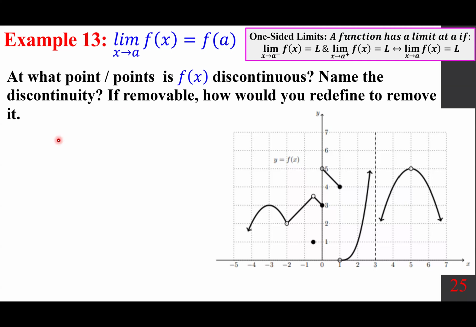And we can clearly see there is a hole here, there's a discontinuity here. So this is -2. Discontinuity here, okay, -0.5. Discontinuity here, 0. Discontinuity here, 1. Discontinuity here, 3, 5. Now let's name each one.